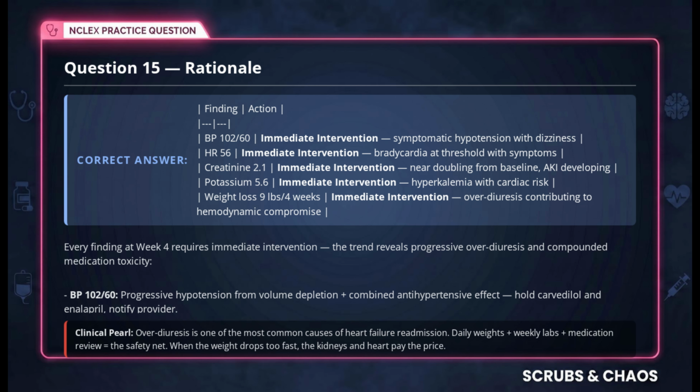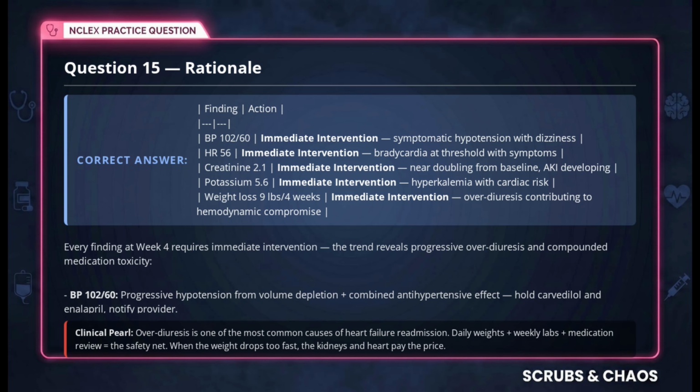Every single finding at week 4 requires immediate intervention. Every one. BP 102/60, symptomatic hypotension. Hold carvedilol and enalapril. Heart rate 56. Bradycardia at threshold with symptoms. Creatinine 2.1, nearly double her baseline. That is acute kidney injury in progress. Potassium 5.6. Hyperkalemia with cardiac risk on enalapril.